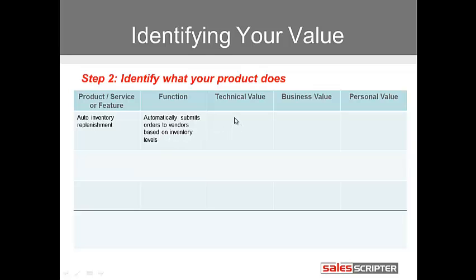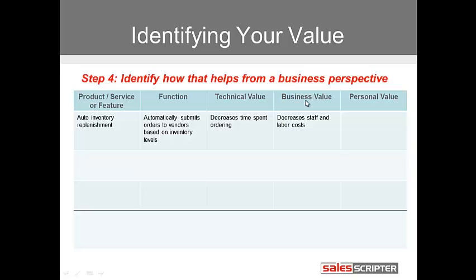Okay, well, that sounds pretty cool. What does that mean from a process standpoint? Well, this will decrease the time spent making orders. Basically, it automates the order submission process. Okay, that's pretty cool, we're improving that process. What does that mean from a business standpoint? Well, you won't have to have as many people, so it'll decrease your staff and labor costs.